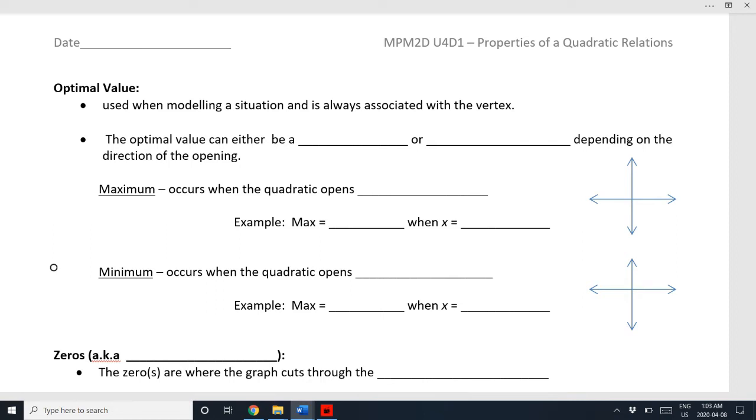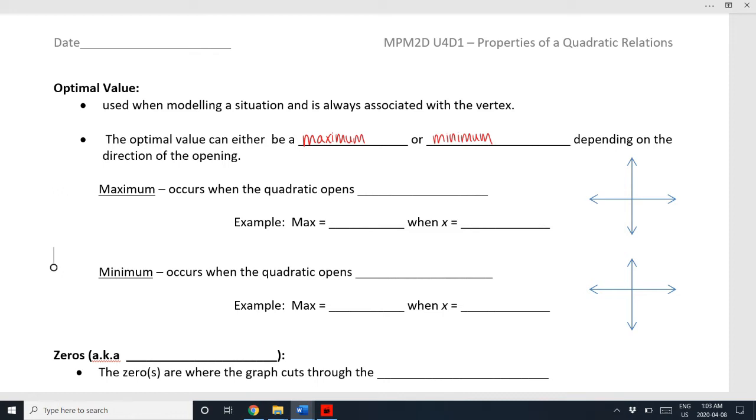The next feature we will be looking at is optimal value. We consider optimal values when we are modeling a situation with a quadratic equation, and it is always associated with the vertex. The optimal value can be a maximum or a minimum, depending on the direction of the opening.